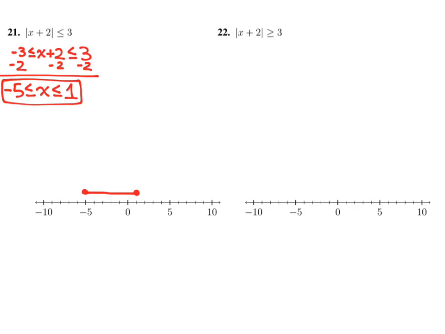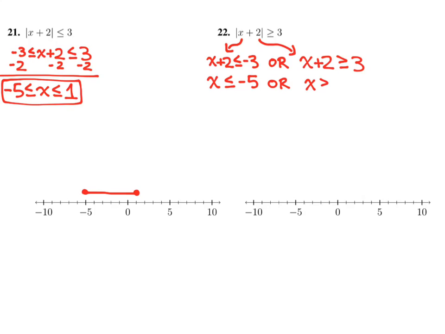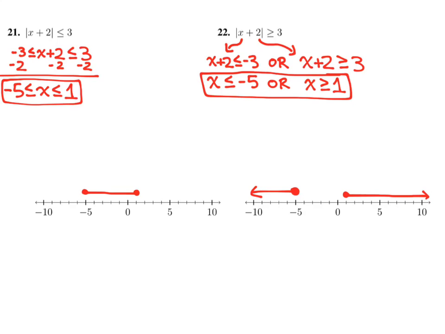Number 22, by contrast, is a greater than. All of a sudden, different beast entirely. So, it breaks out into two things. x + 2 is less than or equal to -3, or x + 2 is greater than or equal to 3. Two separate inequalities. Moving forward, you solve each of them separately on their own. They're actually not terribly exciting individually, but it gives you two answers.